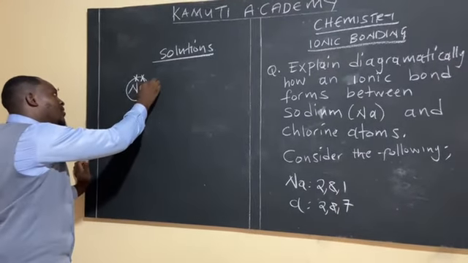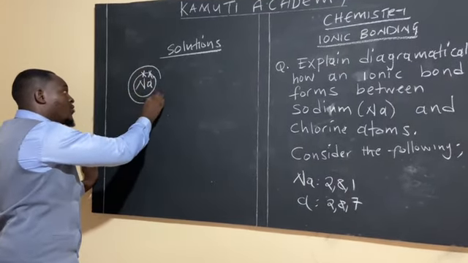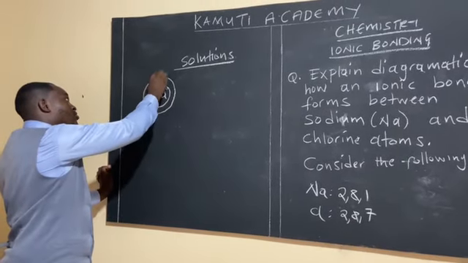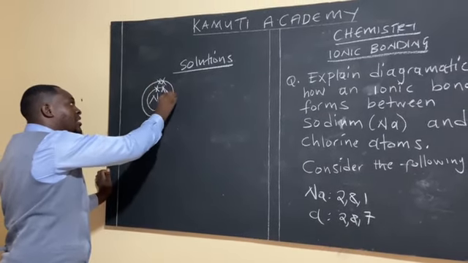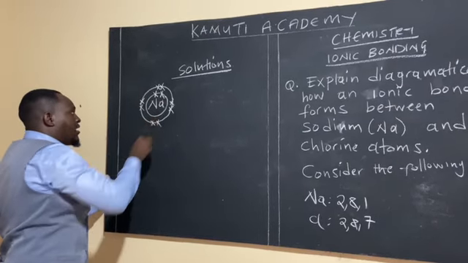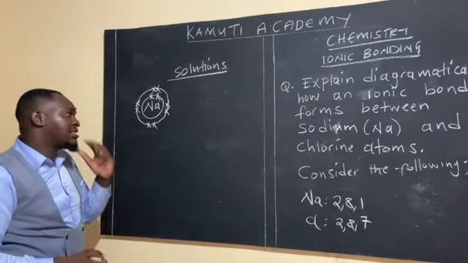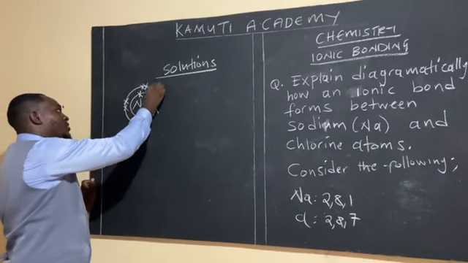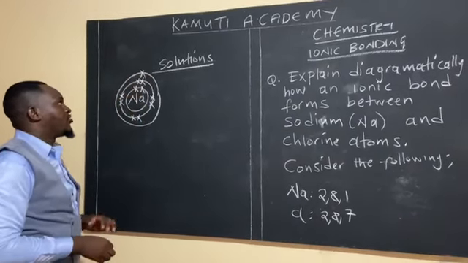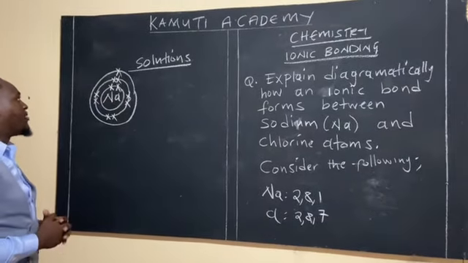In the second shell, shell number 2, how many electrons are there? 8 electrons. So we're going to represent the 8 electrons like that using crosses. 8 electrons. Then in the last shell, there is only 1 electron. So that is our sodium there.